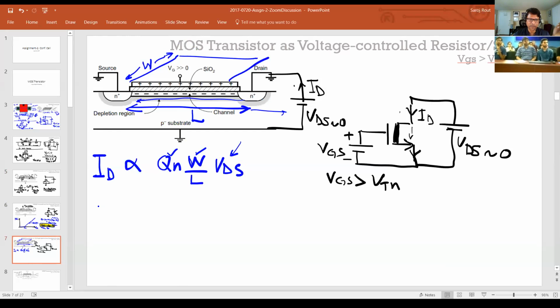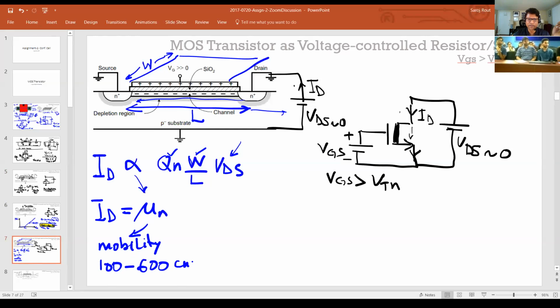So that's the expression. And if I write the whole thing, then ID equals mu n, and this is the proportionality constant, right? That's called the mobility of the transistor. Typically for NMOS in most CMOS, it's between 100 to 600 centimeters squared per volt second. The higher the number, the faster the device. So if you want to build faster devices like faster gates, faster amplifiers, you want higher mobility. That's very critical.